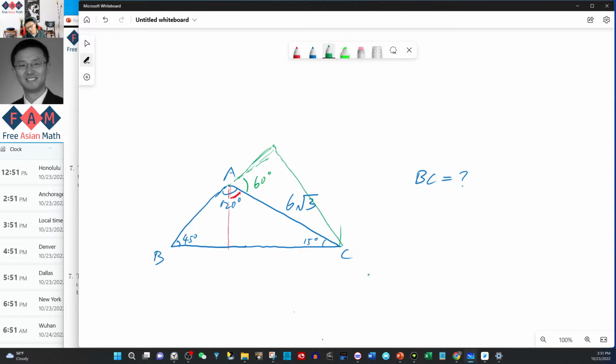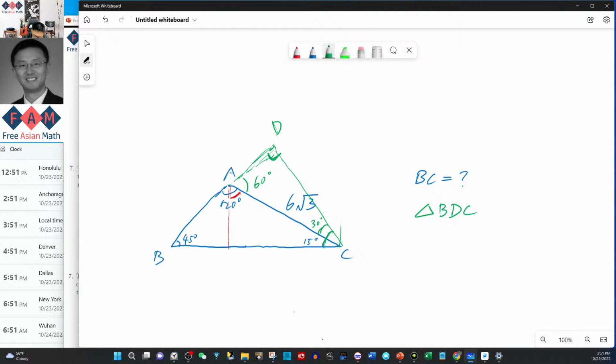Why will this help us? Because now we create two special triangles, don't you see? If this is the perpendicular from C, we call this D. Triangle BDC is a big 45-45 special triangle.